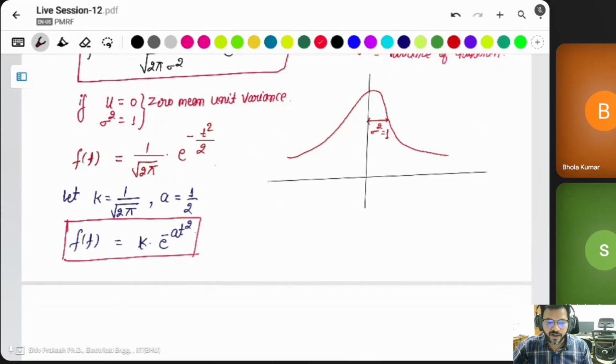How can you find the Fourier transform? See the procedure. How can you find the Fourier transform of a function like e to the power of minus a t square? If it were e to the power of minus a t, that is a different thing, and you can easily find its Fourier transform. But here it is e to the power of minus a t square, so it is a problem to find it directly using the formula.